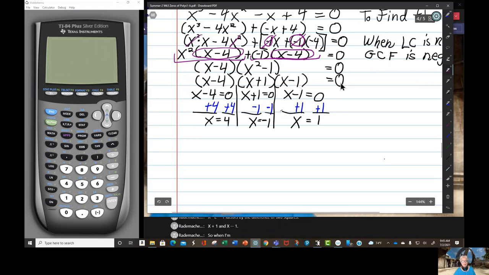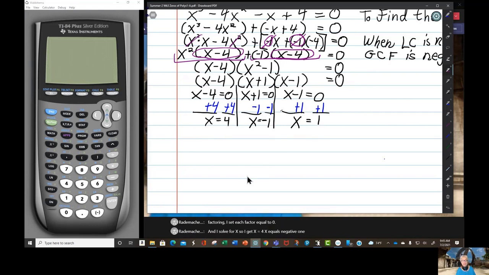So when I'm solving a higher order equation, I use the same method I use when I'm solving a quadratic equation by factoring. I set each factor equal to 0, and I solve for x. So I get x equals 4, x equals negative 1, and x equals positive 1. And each one of these occurs once. So here's a 0, and it has multiplicity 1. Here's a 0, and it has multiplicity 1. Here's a 0, and it has multiplicity 1.